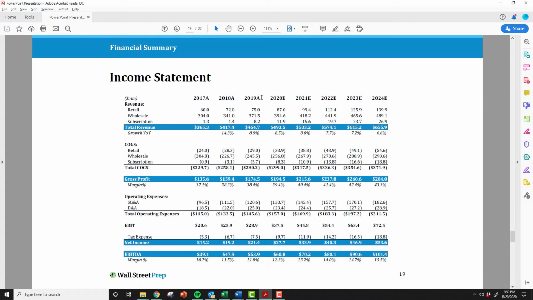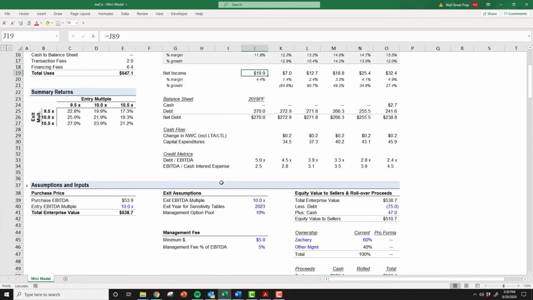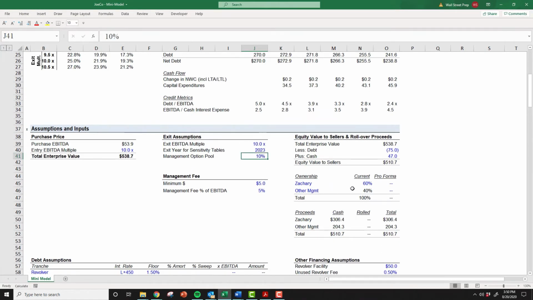They gave you 5 years of data, which is not atypical. So at this point, we've made our key assumptions. One other thing to note, and we haven't really talked about this yet, we will later on in the course, but the management option pool.